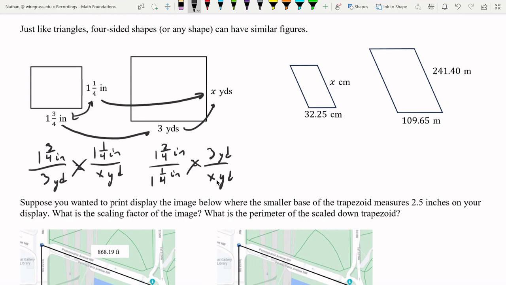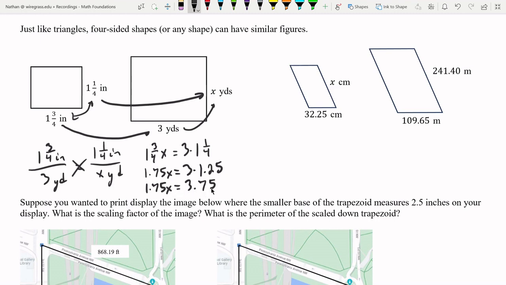Okay, so what does that give us? Let me just give me some room here. This is going to give us 1 3/4 times x equals 3 times 1 1/4. This is probably going to be easier with decimals. 1 3/4 is the same thing as 1.75. It's going to be 1.25. And so 3 times that is going to be 3.75.